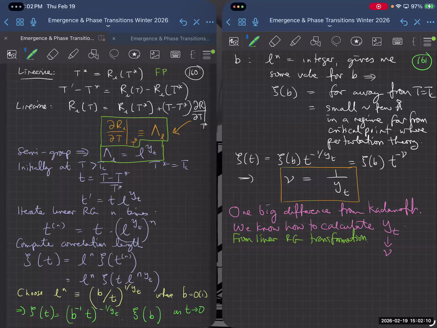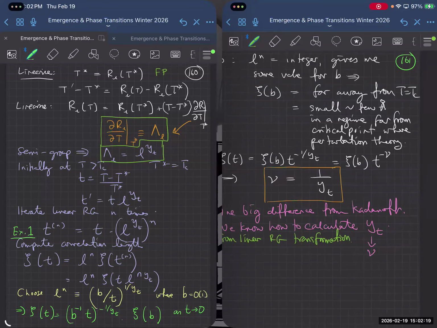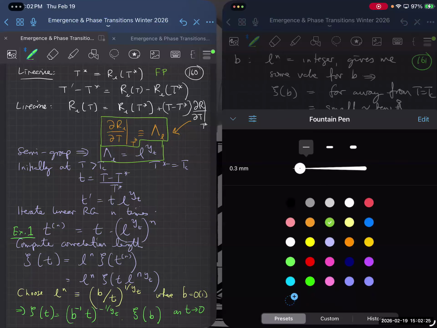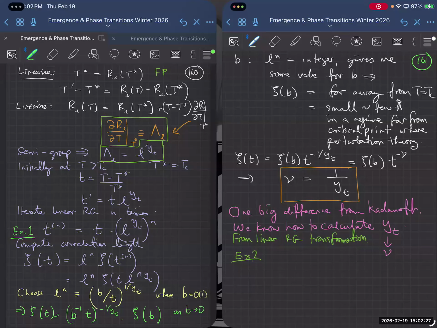Let me call this here on the left-hand side example number one. And then here on the right-hand side, what I want to do now is a second example. I want to show you what happens when I compute the renormalization group for the free energy.